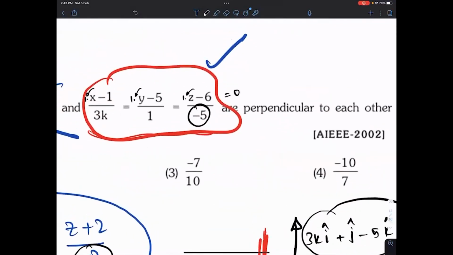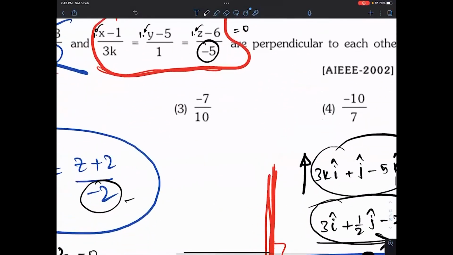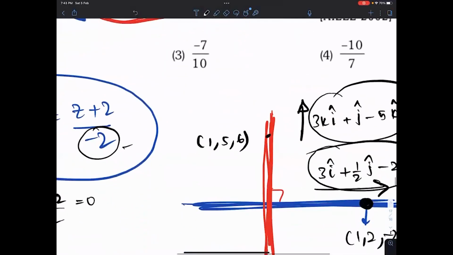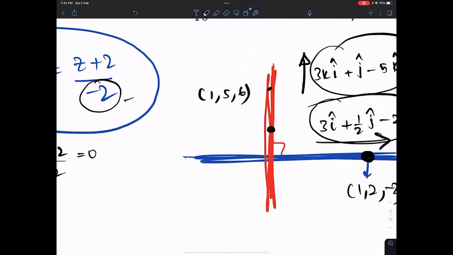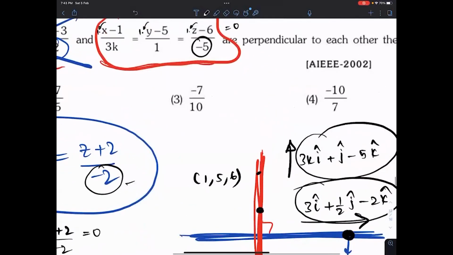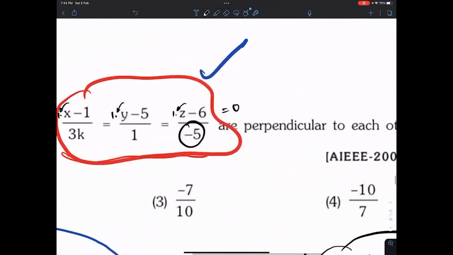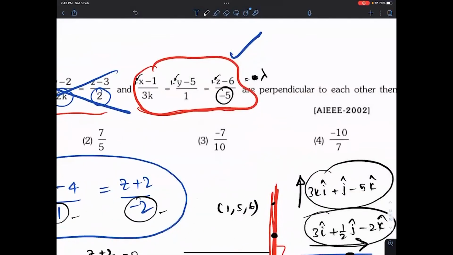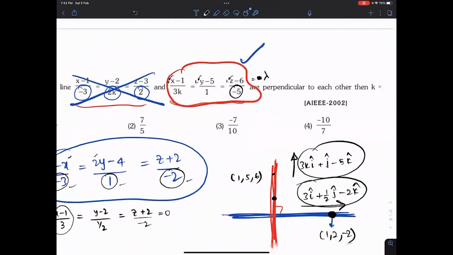What is one point on the red color line? You equate it to 0. What do we get for x? 1. For y? 5. For z? 6. If I ask you what is the general point on the red color line, you equate it to lambda. That's all. Already we have seen. 3 lambda plus 1, lambda plus 5, minus 5 lambda plus 6, like that. General point you will get.